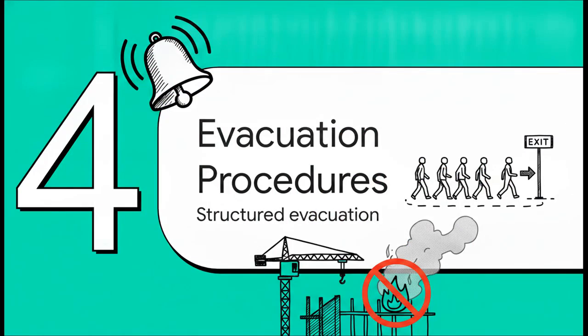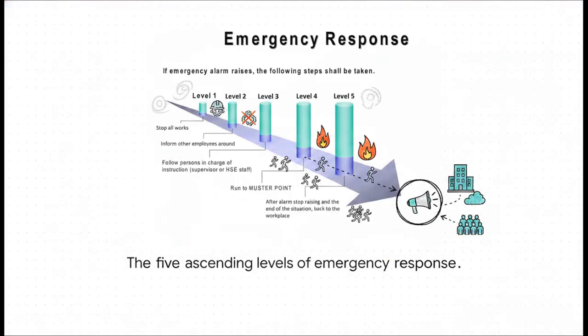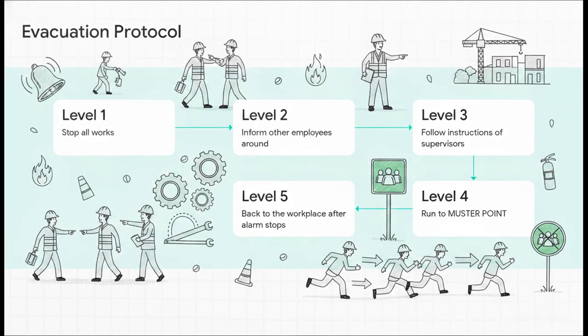Which brings us to part 4. Emergency evacuation procedures. If that alarm sounds, the situation is officially out of your hands, and our priority shifts entirely to a structured evacuation. We have a very specific 5-level protocol designed to get every single person out safely and without chaos. The absolute second you hear that alarm, you are in Level 1.